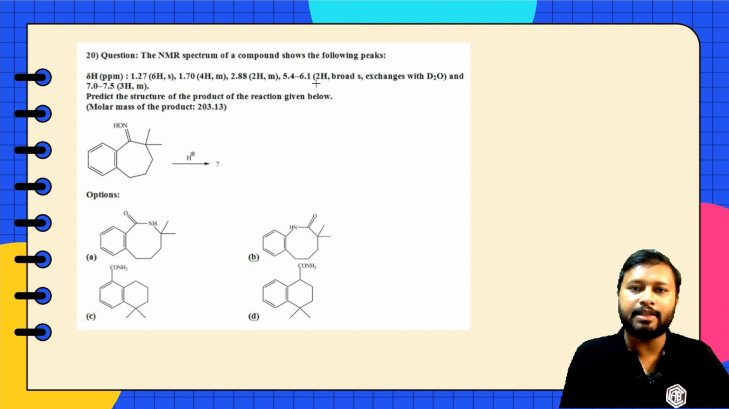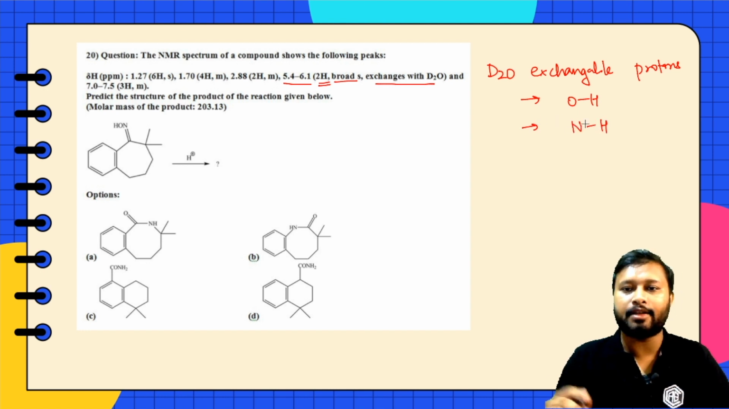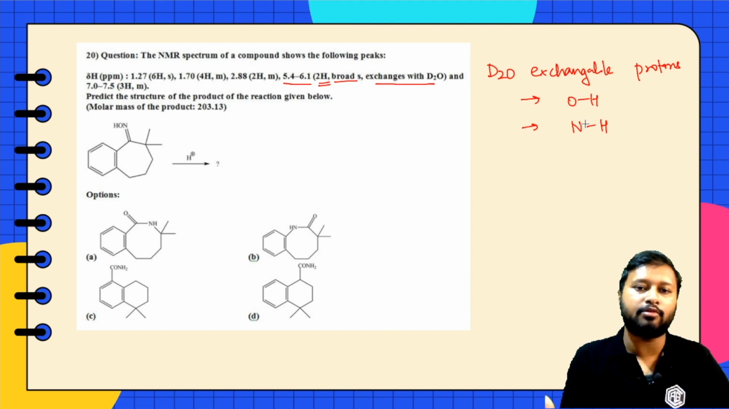So here, at 5.4 to 6.1, you have 2 hydrogen broad singlet, and these are D2O exchangeable. Now understand, whenever you have D2O exchangeable protons, these are generally protons of an OH group or protons of an NH group. That's all. Now of course in the options you don't have any OH group, so you are expecting NH. Here you have 2 hydrogens which are D2O exchangeable.